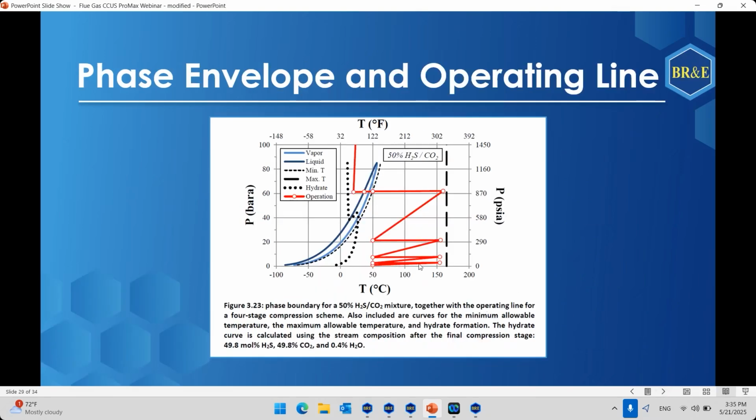If we look at the operation in terms of phase envelope, we are operating in this region. We are trying to make sure that we are above the hydrate curve. And just at the end, we are crossing the phase envelope. And you see that here, the red line is going further up. You're increasing pressure and you're going to get into a supercritical region.